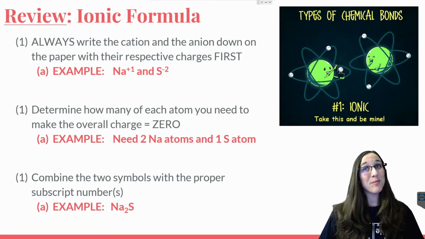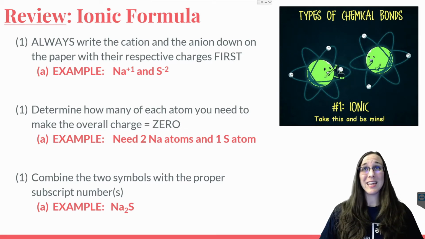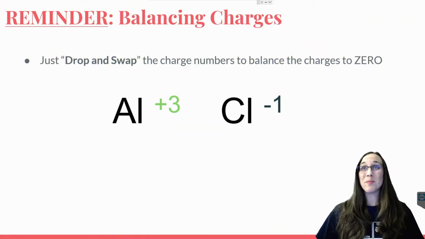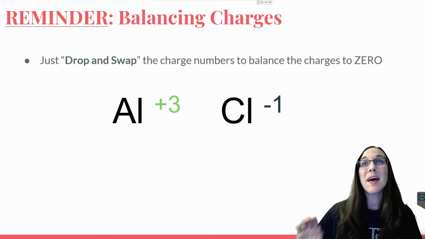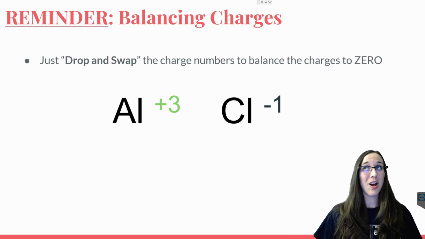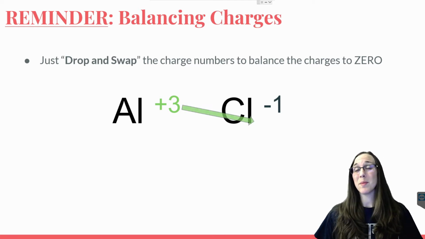Now that we've had some review on what to do for finding ionic formulas, how would we name that final product, Na2S? That's what we're going to find out today. Another brief reminder of the scandalous method of drop and swap. Be sure that you just write your metal cation, your non-metal anion with their charges, and the easiest way to figure out how many you need of each is to drop and swap.